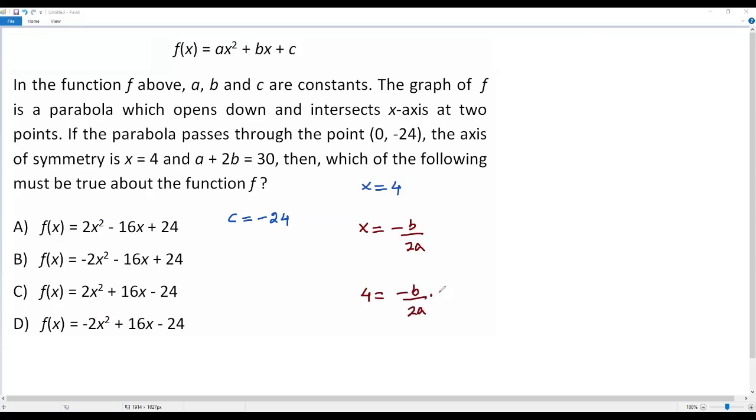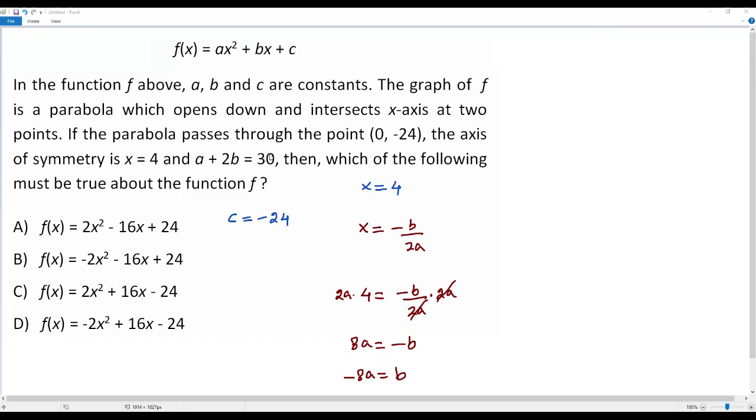Now let me multiply both sides of this equation by 2a to get rid of the denominator 2a. This 2a will cancel out. 2a times 4 is 8a, which equals negative b. Now let me multiply both sides by negative 1. Multiplying 8a by negative 1, I get negative 8a. Multiplying negative b by negative 1, I get positive b. So I got the value of b in terms of a.